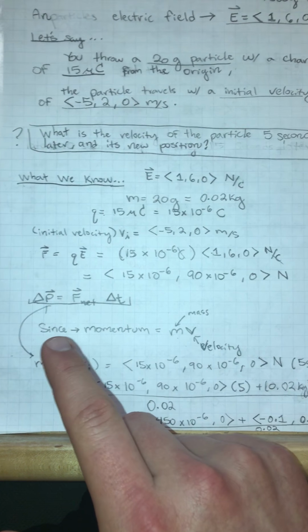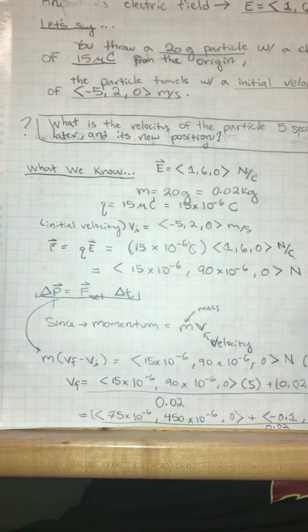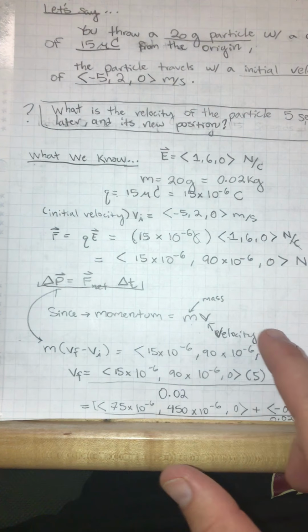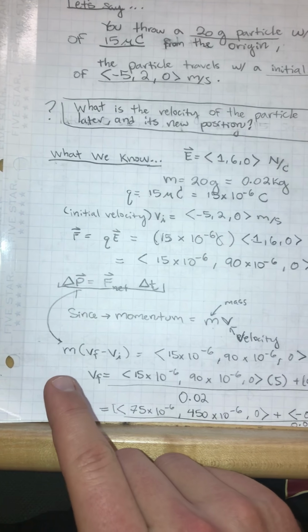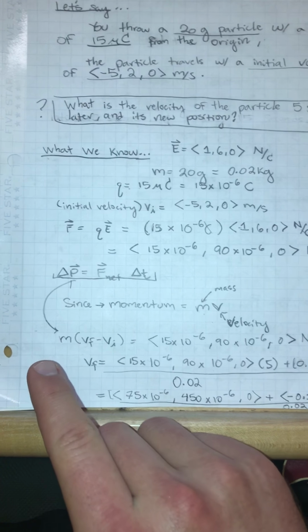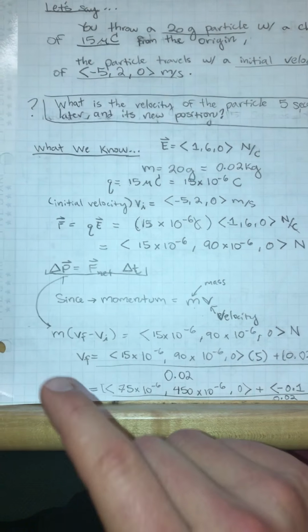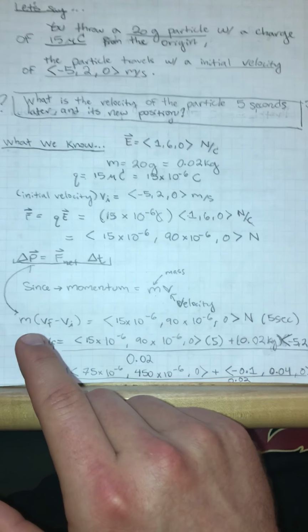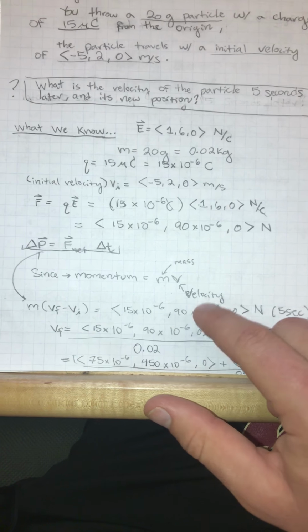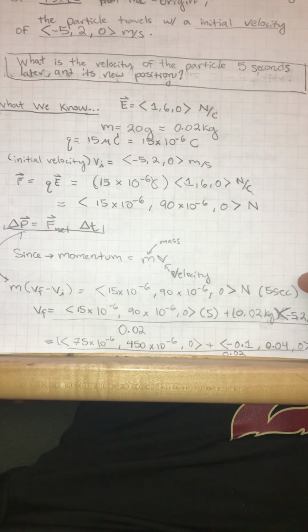Also, using that the change in momentum is equal to force times the change in time, we have on one side of the equation momentum, which is just mass times velocity. Then we can determine velocity by subtracting the final minus the initial. So the mass is just going to be the mass of the particle. We're trying to find the final velocity after the particle has moved through the 5 seconds. On this side of the equation, we just have the force, which we found up here, times the amount of time, 5 seconds.